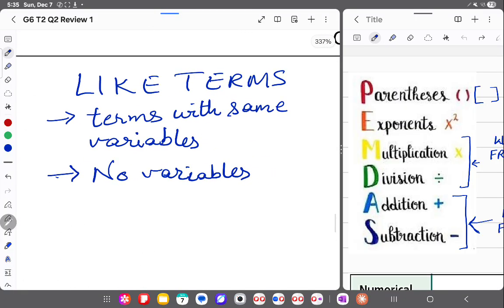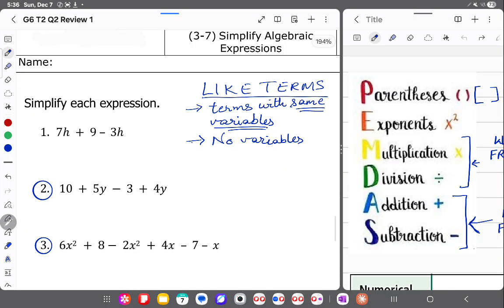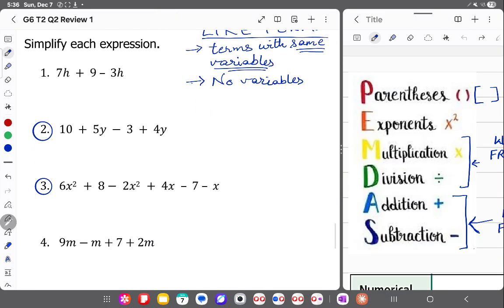Like terms are terms that have the same variables, like x, like y, like z, like p, like q. Or they have no variables at all, they are just constant numbers. Let's start with solving some examples and inshallah it will be clear for you. So 10 plus 5y minus 3 plus 4y. If you look in this question, you will have 5y and plus 4y. These are like terms because they have the same variable y.